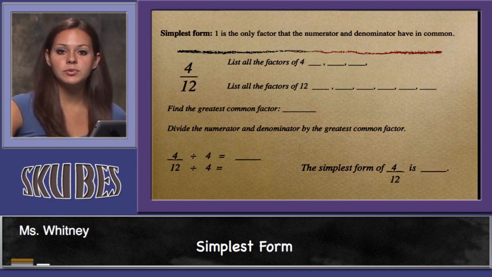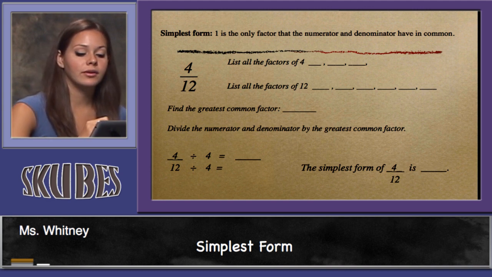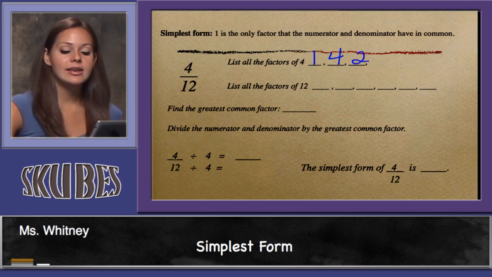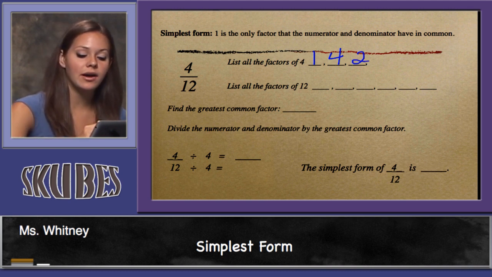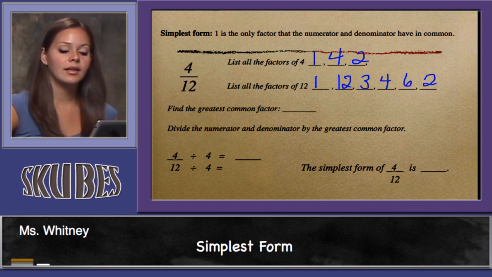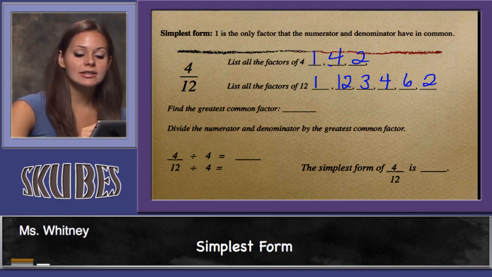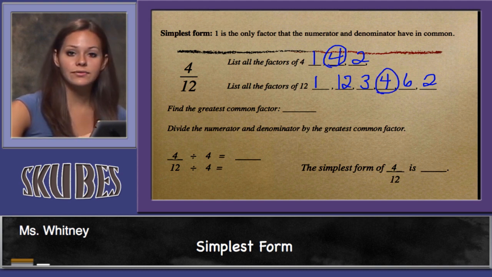Take a look at 4/12. First, we'll list all the factors of 4. 1, 4, and 2. Next, we'll list all the factors of 12. 1, 12. We can also multiply 3 times 4 and 6 times 2. Now we'll find the greatest common factor. The greatest common factor of 4 and 12 is 4.